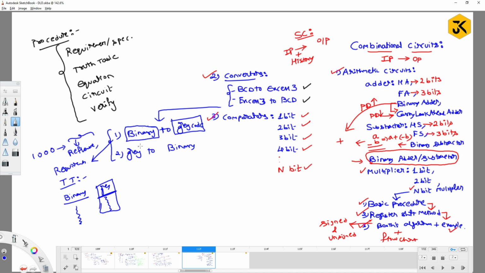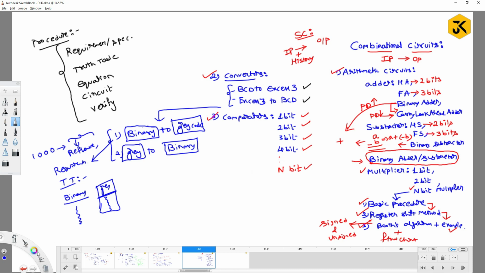You first have to understand the meaning of gray code and the meaning of binary code. Then you construct the truth table. The truth table input is now gray code, and the output is binary code, right? Based on the output, we construct the equation. Then we can construct its circuit, right?